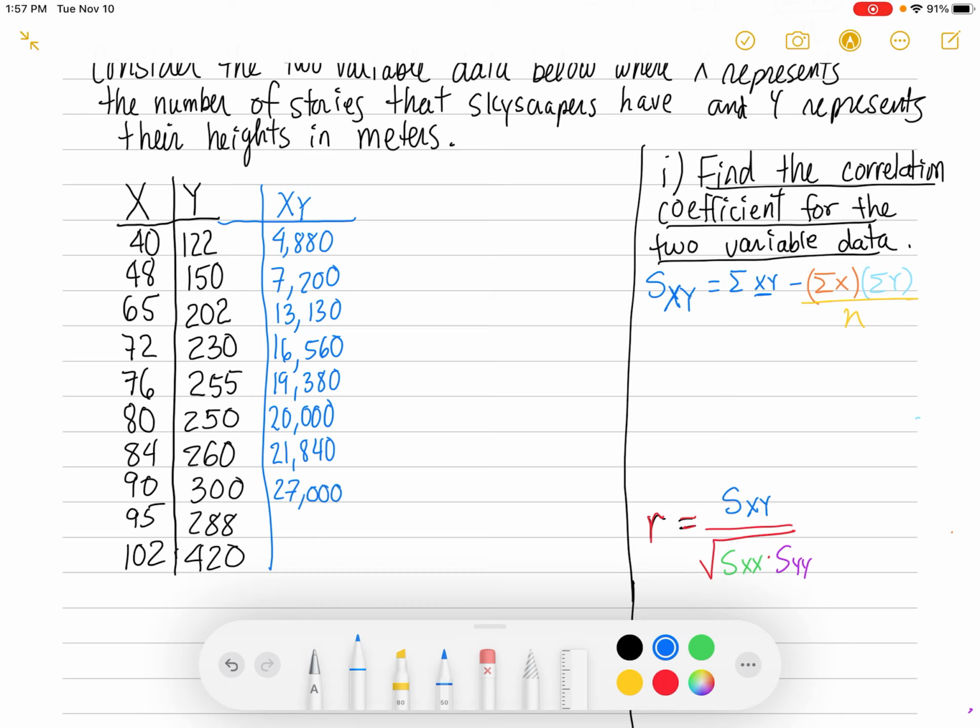So multiplying the X times the Y's here. Now I'm going to have 95 times 288. It's going to give me 27,360. I'm going to take 102 times 420. It's going to give me 42,840. So I calculated the x times y's because in my formula, you need x times y, and then you have to do some adding up.